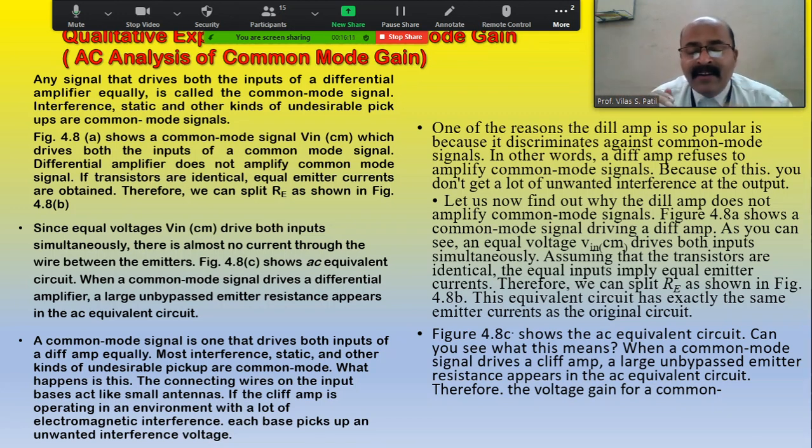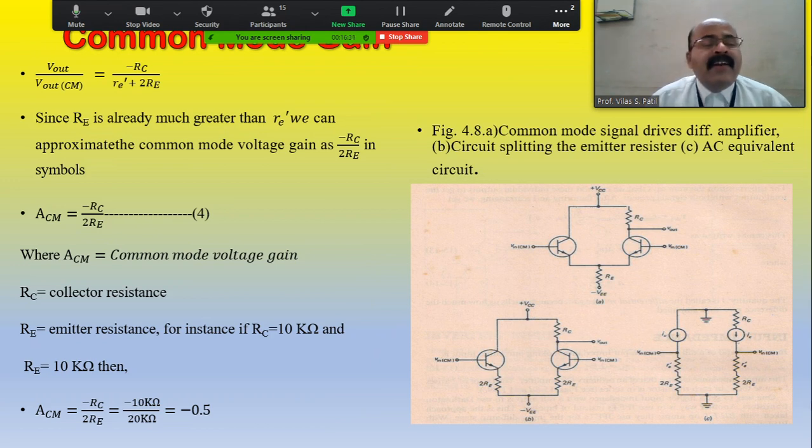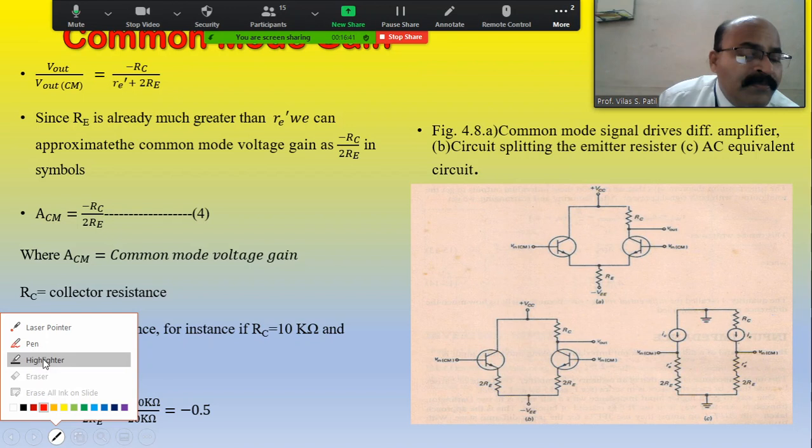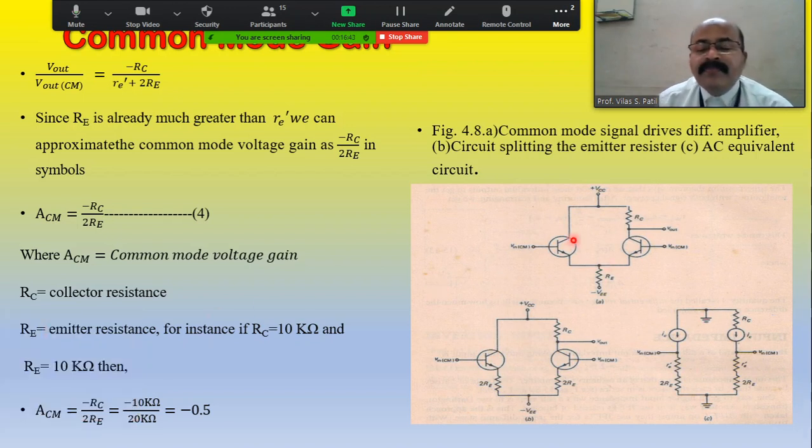Figure 4.8c shows the AC equivalent circuit. Can you see what this means? When a common mode signal drives the differential amplifier, a large unbypassed emitter resistance will appear. Consider this diagram, in which I am using the laser pointer. This is one of the transistors, Q1 or T1.